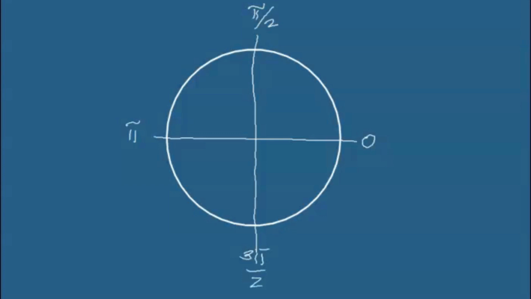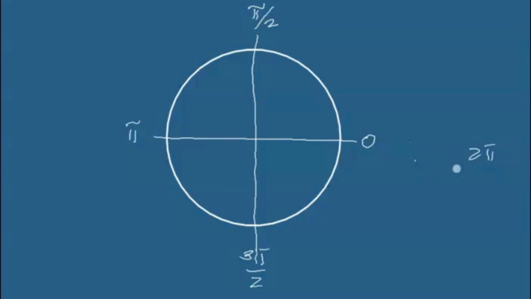So it's like 0, and then half of pi is pi over 2. So that's like 1 pi over 2. This is 2 pi over 2, which is pi. And this is 3 pi over 2. And this is 4 pi over 2, or 2 pi. Okay?